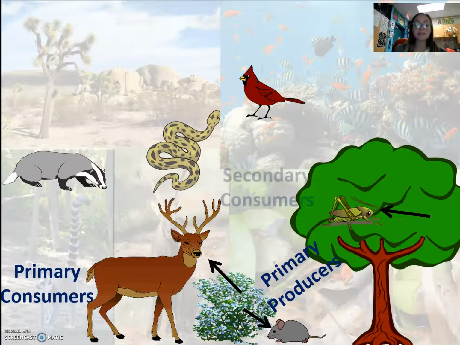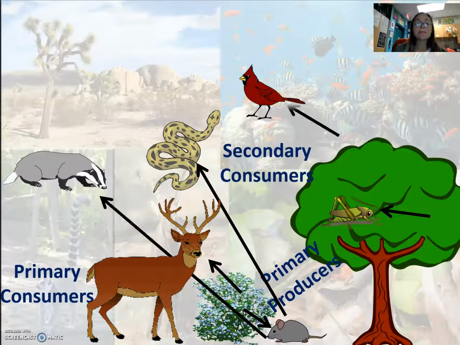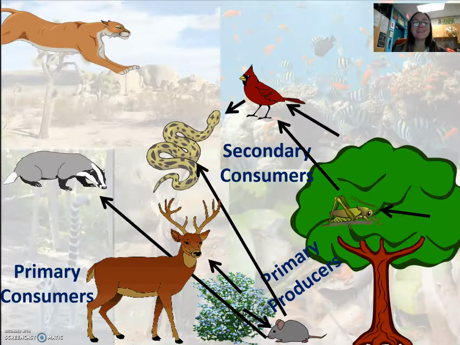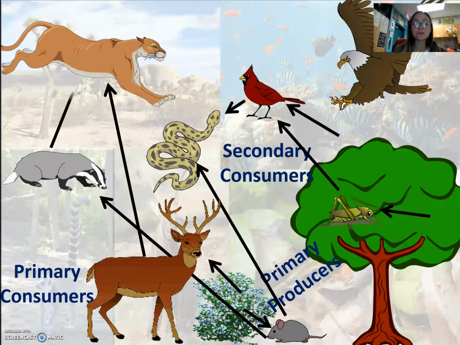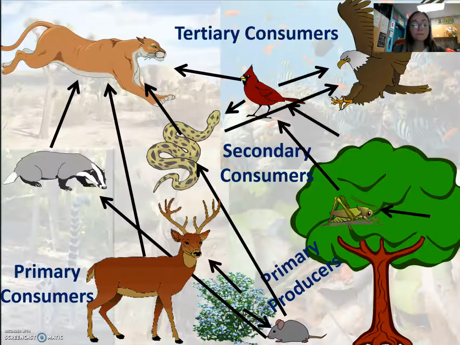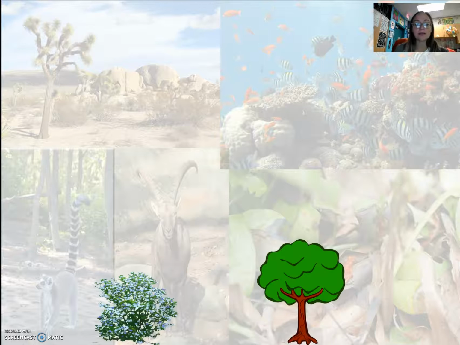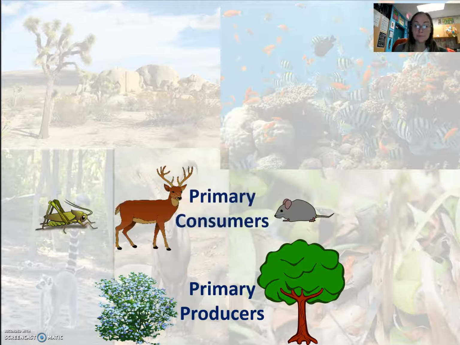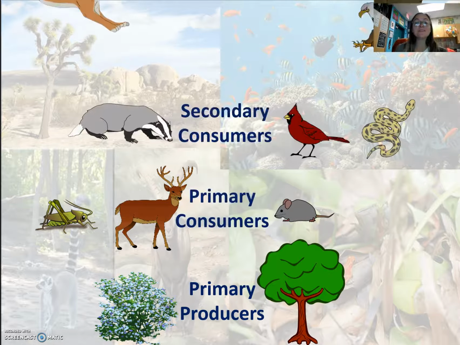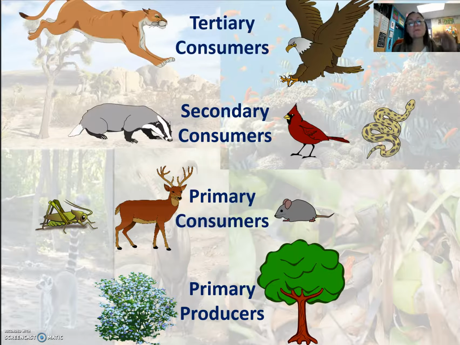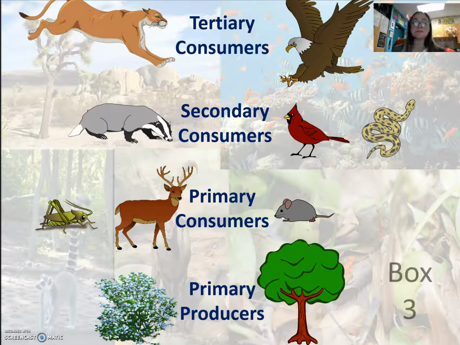So our next animals to eat would be our secondary consumers. Secondary consumers can be herbivores, carnivores, or omnivores. And then you have your top level, which are going to be your tertiary consumers. Now, sometimes there's even an additional trophic level, and we would call that the quaternary consumers. So here: primary producers, primary consumers, secondary consumers, tertiary consumers, and then possibly a fourth, quaternary consumers. You can summarize the different trophic levels in box 3.